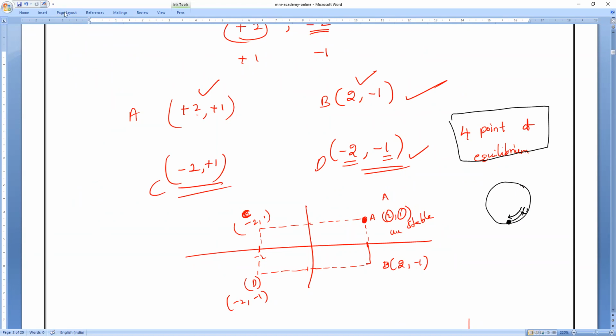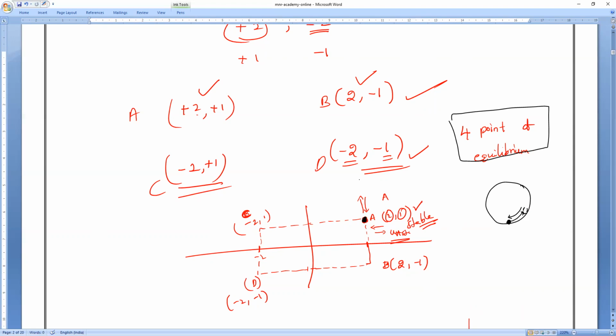Everybody? Yes, sir. So here I am saying at a point, the x-axis is unstable. In the sense of what? It is going, but it is not coming back. Suppose I disturb it like this, it will go, but it will not come back to the same point. But in y, if I take it somewhere up, again it will come to the same point. So that is why at the y point it is stable, and at the x point it is unstable.